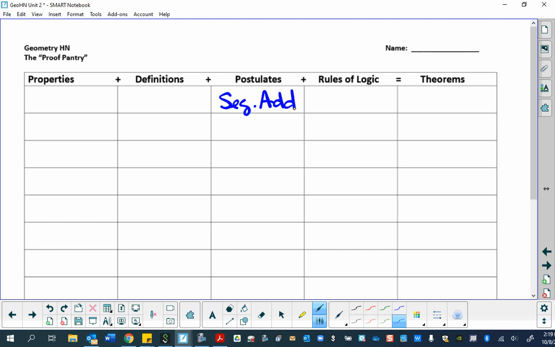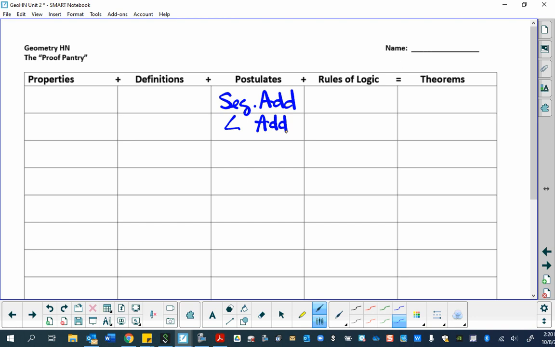Now, this piece of paper is just for you. You're not turning it in. You're not getting points for it. Nothing along those lines. What you are going to do is create a resource. If you don't know what seg add stands for, then it's your job to write the segment addition postulate. If you don't know what this stands for, then you need to write out angle addition postulate.